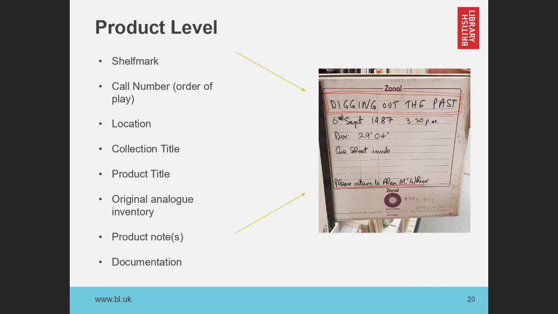We have product title for each item, and this is either taken directly from the tape box. So the example on the slide says Digging at the Past, so that's the title, or an assumed title that you can apply to it. There's a field called Original Analog Inventory. And this is where we record the extent, format, speed, and sound type, stereo or mono, of each item.